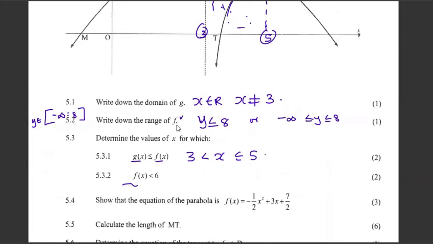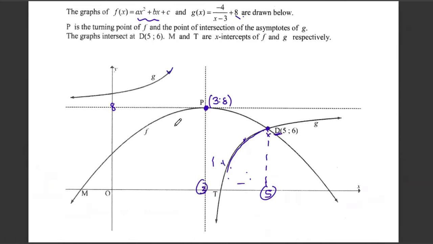And then where do we find the graph of f to be below 6? Okay, we know that f is the parabola. Where do we find it to be below 6? So if I look at it nicely, the 6 is here, point D, which is the y value. So if we were to draw just a line in that direction, the graph is above 6 between this point and that point. But then it's going to be below the 6 level after the 5.